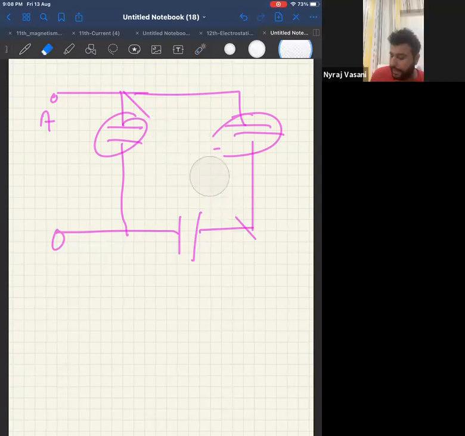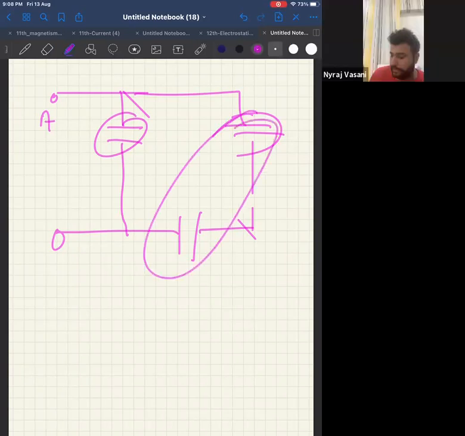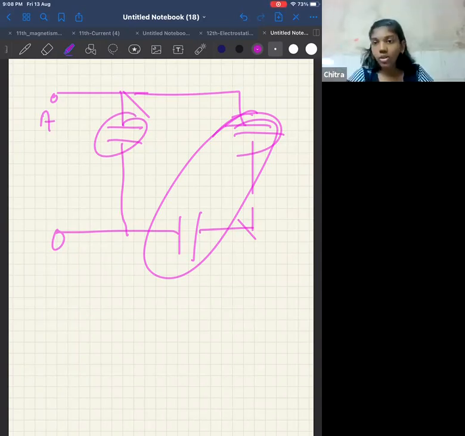Last one and middle one in parallel. I am left with this. Yeah, now you took this single capacitor and 2 microfarad in series, right? Correct. So can't we take that last one and the 1 microfarad in series?